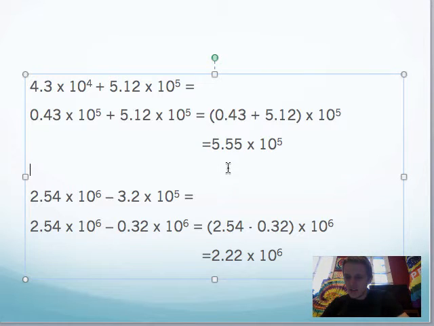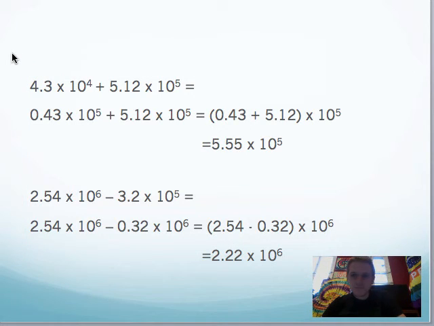Should be easy enough. The last thing you do want to sometimes double check, scientific notation, make sure we only want one number on the left hand side of this decimal point. So you should have either a 1, a 2, a 3, all the way to a 9. Only one number, 15, no go. 0, no go. You want it to be a 1 through a 9. In this case, 5.55, that works out. 2.22 works out, so we should be good to go.